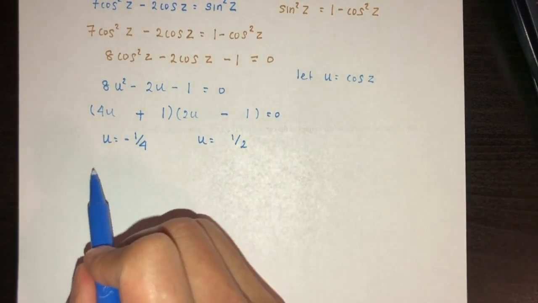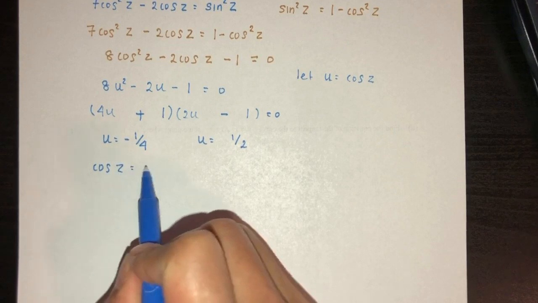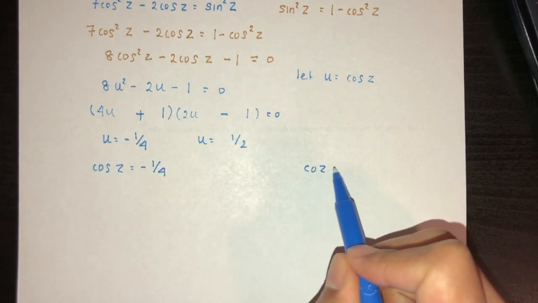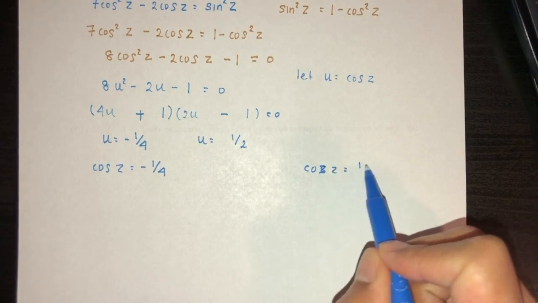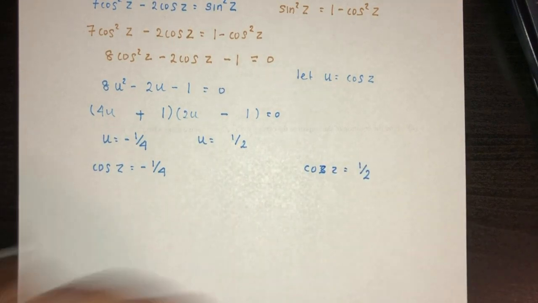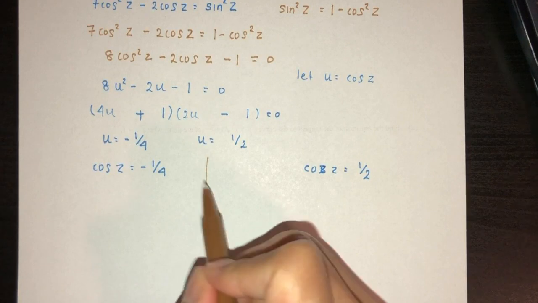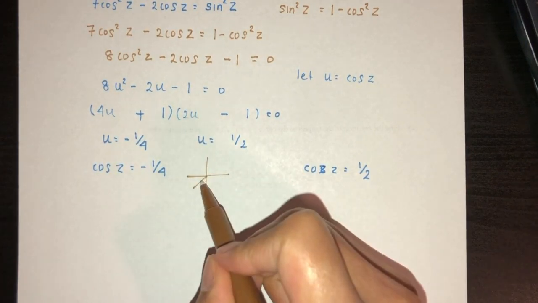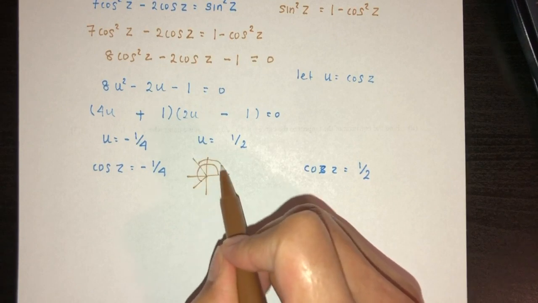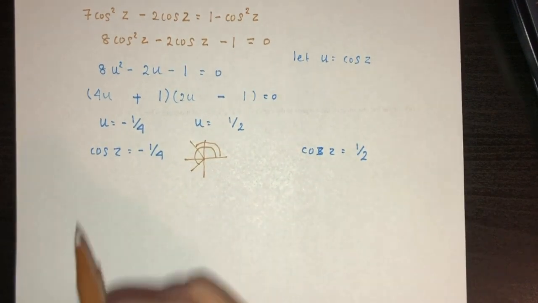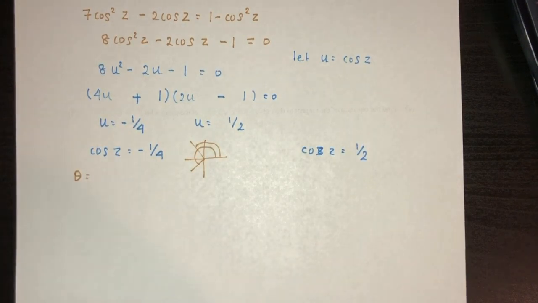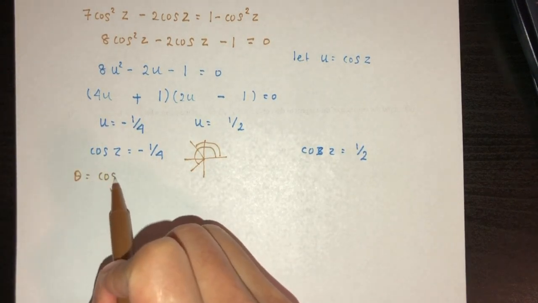Replace back. You will have cos of z is equal to minus 1 over 4, or cos of z is half. So here we have a negative value, as you can see. So the value of the angle should be in the third quadrant and in the second quadrant. So we have two values for the angle. Let's find one by one. So let's first find theta. Theta is not z, so it is just the angle we need to find to help us find z.